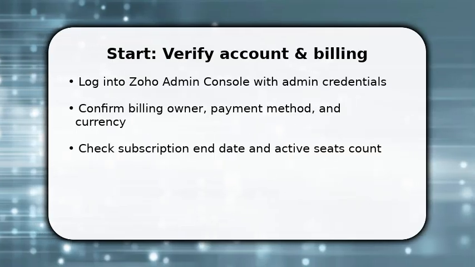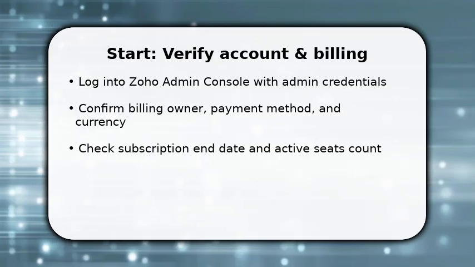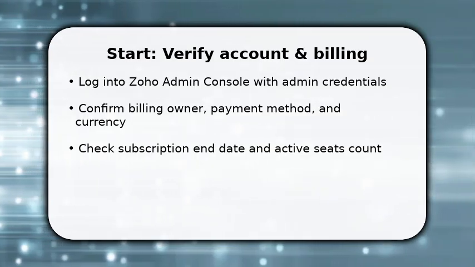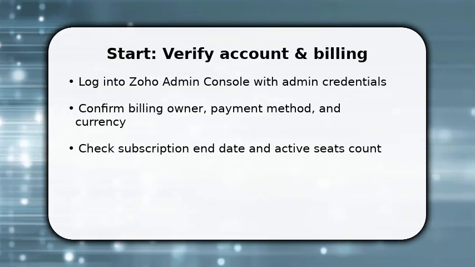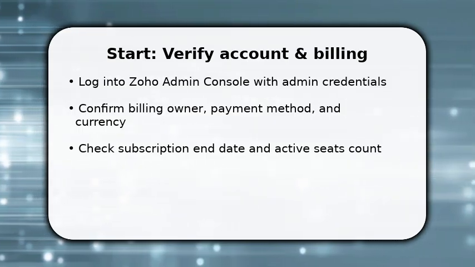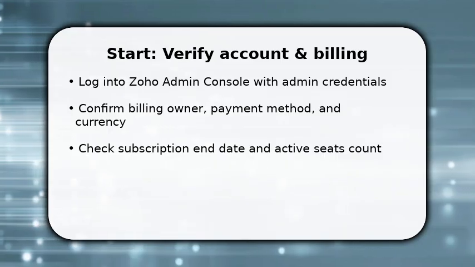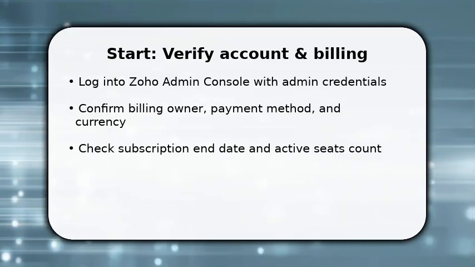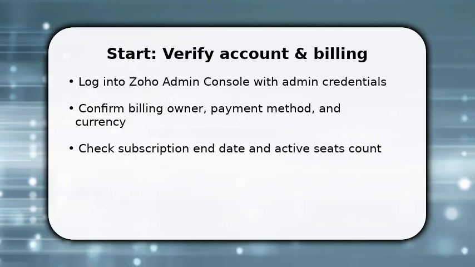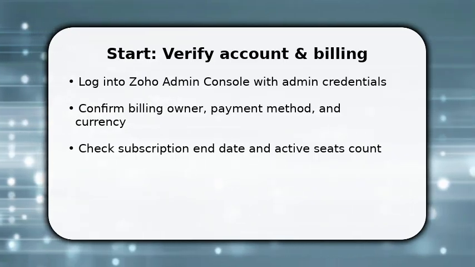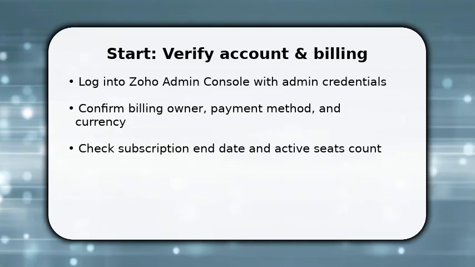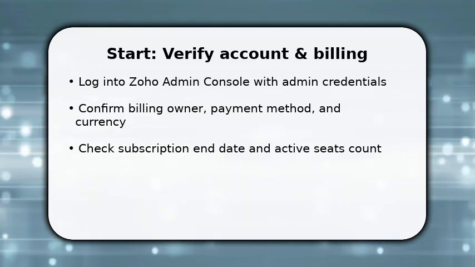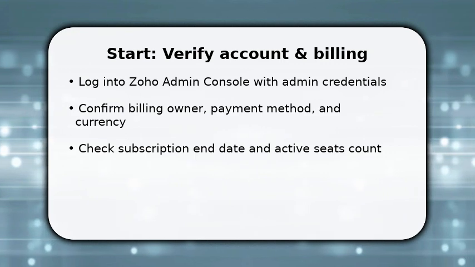You begin by logging into the Zoho admin console as an admin. This gives you access to billing and subscription controls. Once done, confirm the billing owner and the payment method so charges can process without interruption. You should also verify the subscription end date and how many active seats exist, because renewal cost and proration depend on those figures. Make sure to note any pending invoices or account holds before proceeding to the renewal actions.